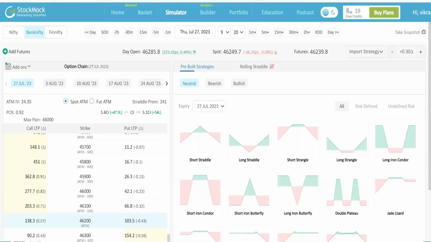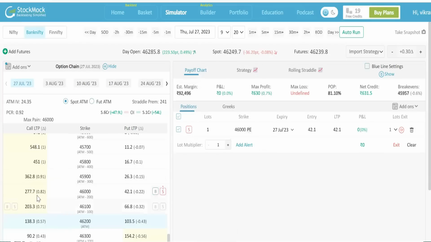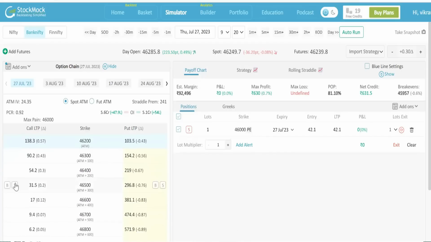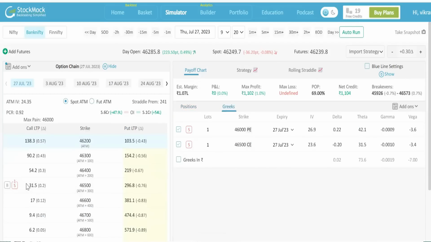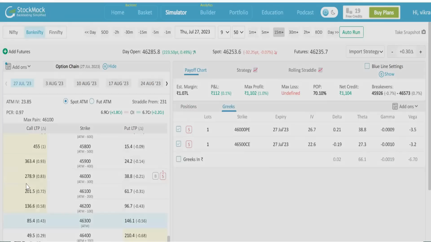Now we have come to the 27th July, and first we'll select this strike 46,000 call option, which is 0.22 delta. We have selected that. Now on the other side we'll select 46,500, which is 0.2 delta. So the delta difference is only 0.2. Let us start with the simulation, and you can see that there's not much difference. We are already in profit in this trade. Almost the same delta as of now.